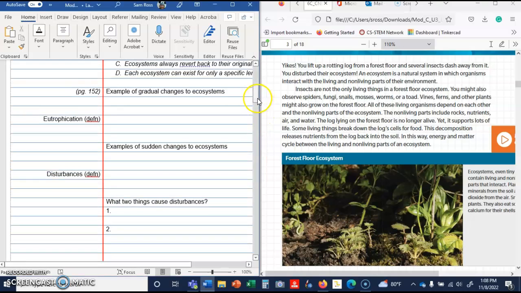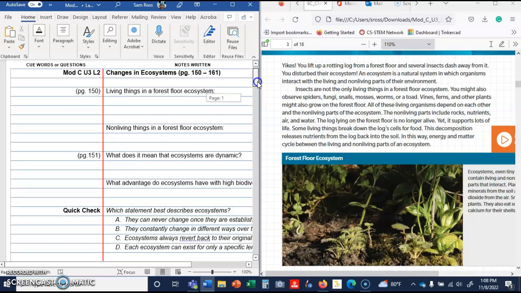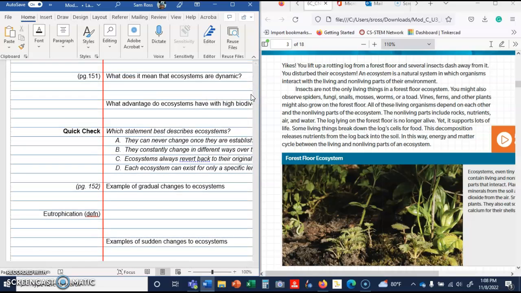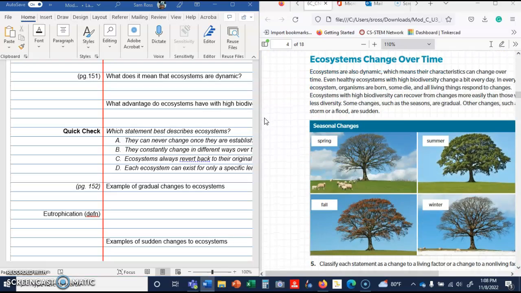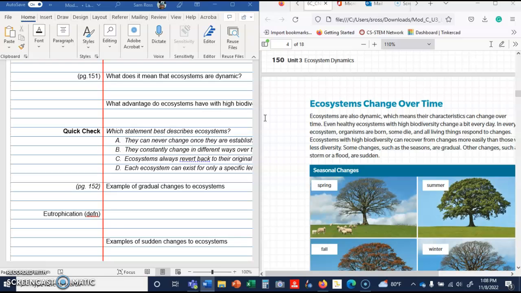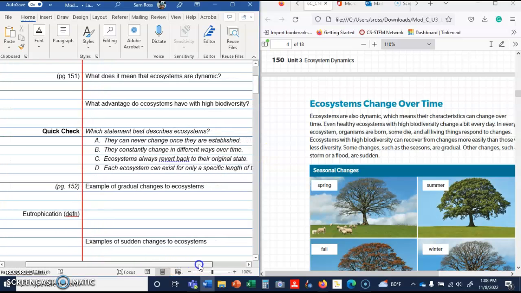Okay, so we did those first two. What does it mean that ecosystems are dynamic? That's going to be on page 151, so we're going to scroll down. Ecosystems are dynamic, which means their characteristics can change over time.